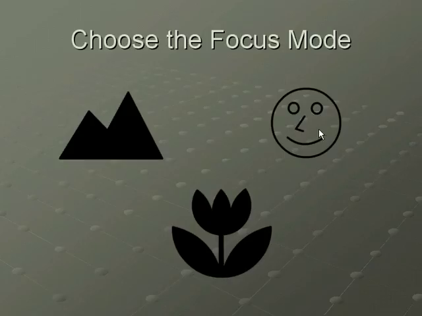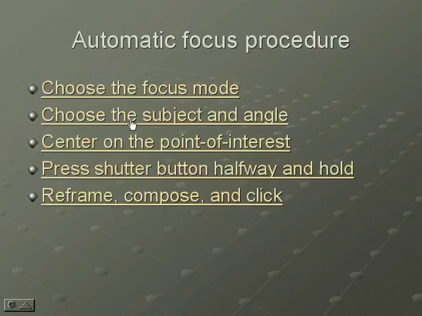And finally, this symbol means that you will lock the focus at infinity, so that if you're shooting a landscape or something, you make sure that the farthest objects away are the ones that are in the most sharp focus. You don't really need this too often unless you're shooting a panorama or something. Once you've chosen the focus mode, you want to choose the subject and angle.